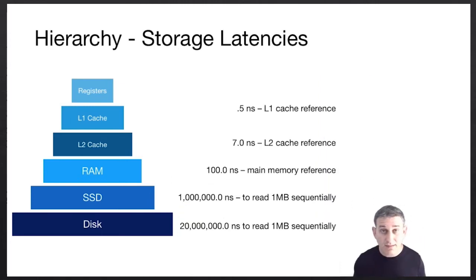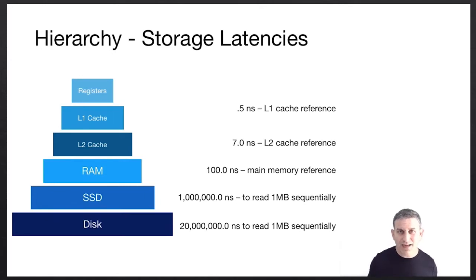Now let's look at some numbers. These are fairly recent numbers. An L1 cache reference is about half a nanosecond to perform. By contrast, go all the way to the bottom. To read 1 megabyte from a magnetic disk takes something like 20 million nanoseconds. So, many orders of magnitude difference.